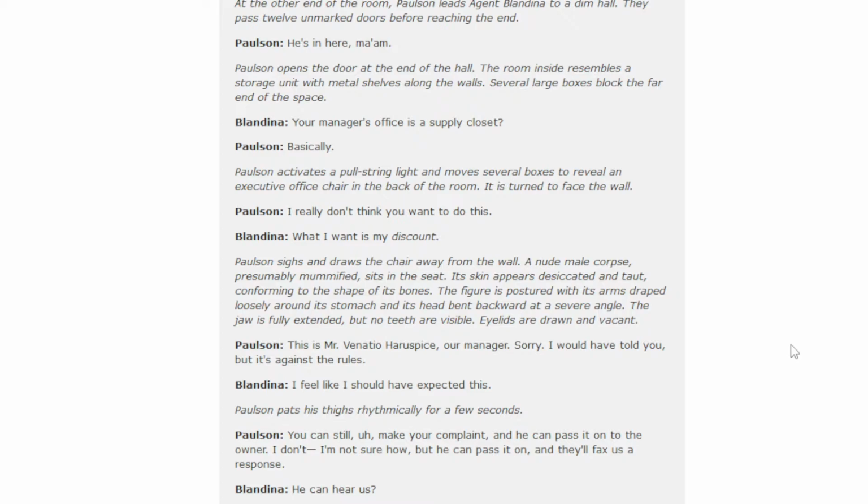I don't think you really want to do this. Well, what I want is my discount. Paulson sighs and draws the chair away from the wall. A nude male corpse, presumably mummified, sits in the seat. Its skin appears desiccated and taut, conforming to the loose shape of its bones. The figure is postured with its arms draped loosely around its stomach and its head bent backwards at a severe angle. Its jaw is fully extended and no teeth are visible. Eyelids are drawn and vacant.